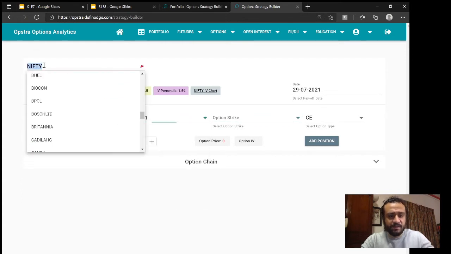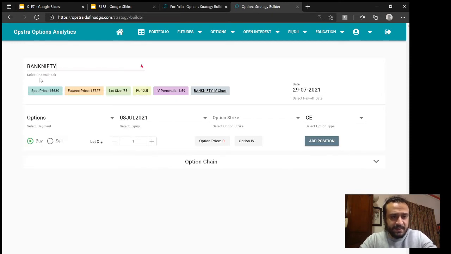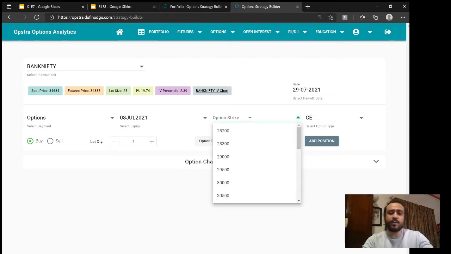Let's say instead of Nifty, we take a Bank Nifty trade. For a change, I click Bank Nifty. So all the details of Bank Nifty also come out here. I've got spot price, that is the current price, 34,684. You've got the futures price. The lot size for Bank Nifty is 25. And IV and IV percentile is something that is beyond the scope of our discussion here.